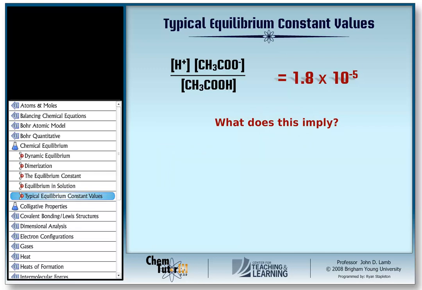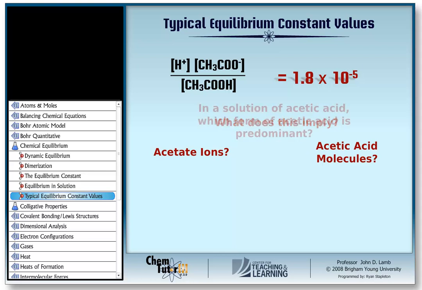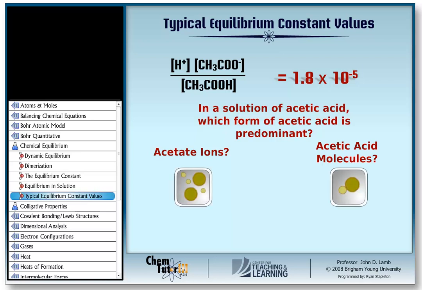So, at equilibrium, which is present in greater abundance, acetate ions or acetic acid molecules? Another way of asking this question is, in a solution of acetic acid, which form of acetic acid species is predominant? Pick the button you think is correct. Since acetate ion is in the numerator, and the ratio is a very small number, the species present in greatest number at equilibrium must be unionized acetic acid molecules.